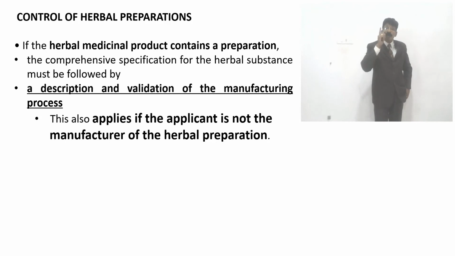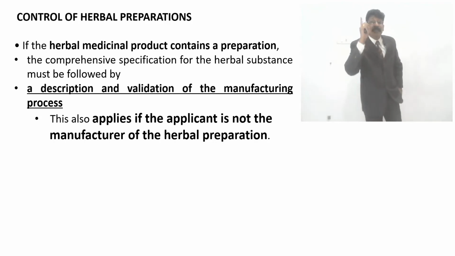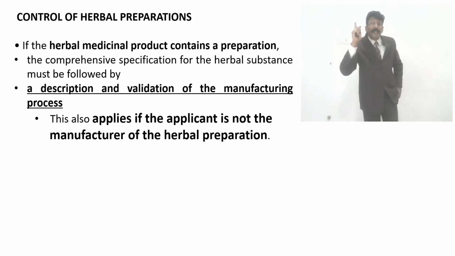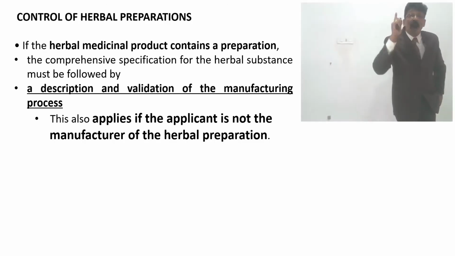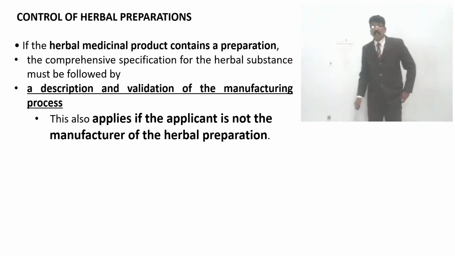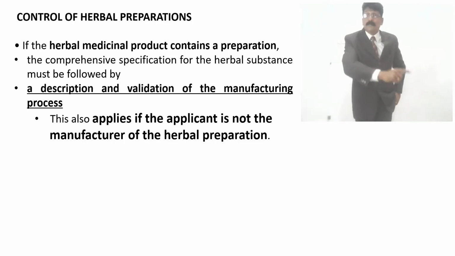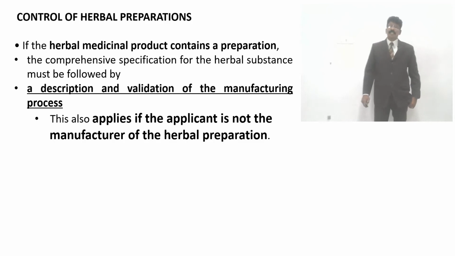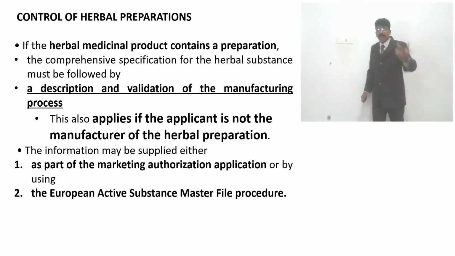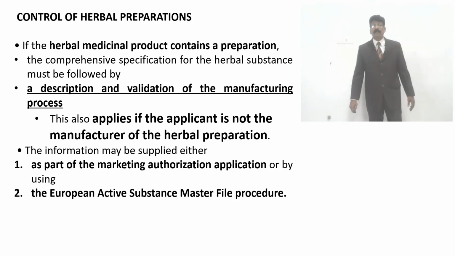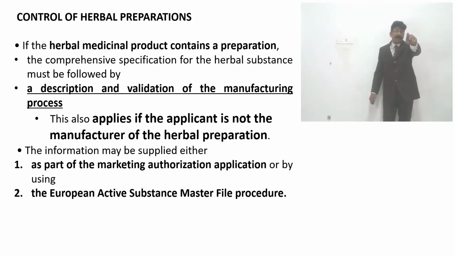This also applies if the applicant is not a manufacturer, if he is only a cultivator or harvester. Even though he is not manufacturing the herbal preparation, he is bringing the starting material, so he has to apply even if he is not a manufacturer, or even if he is a loan licensed person. If he has another person manufacture and he markets it, it is necessary for him to follow these guidelines and this application.